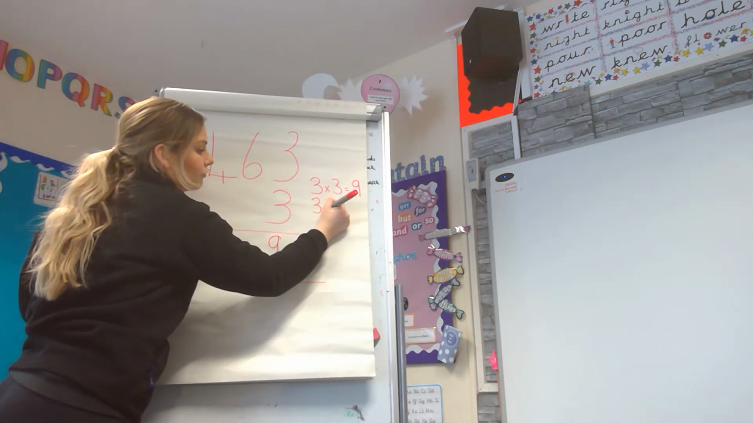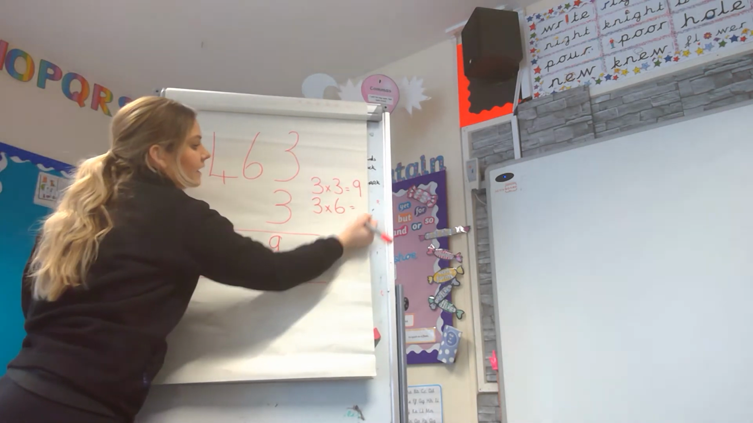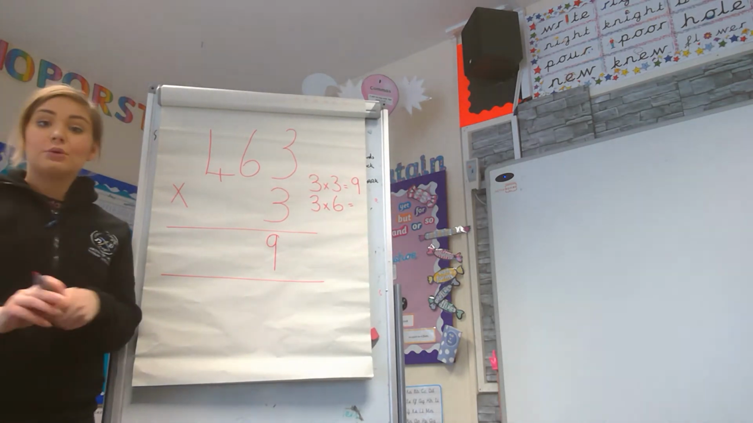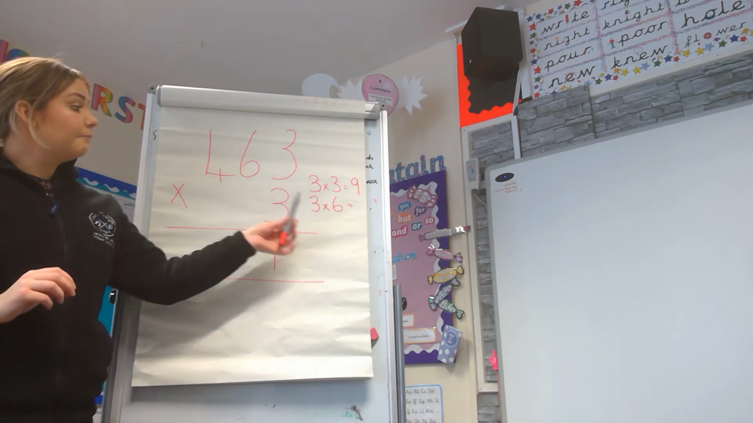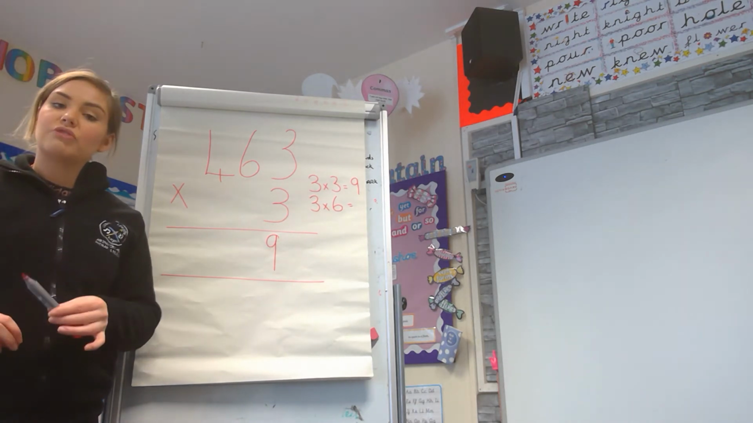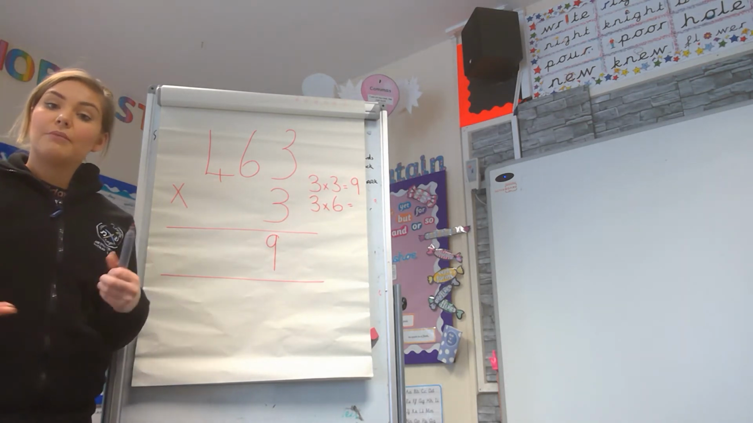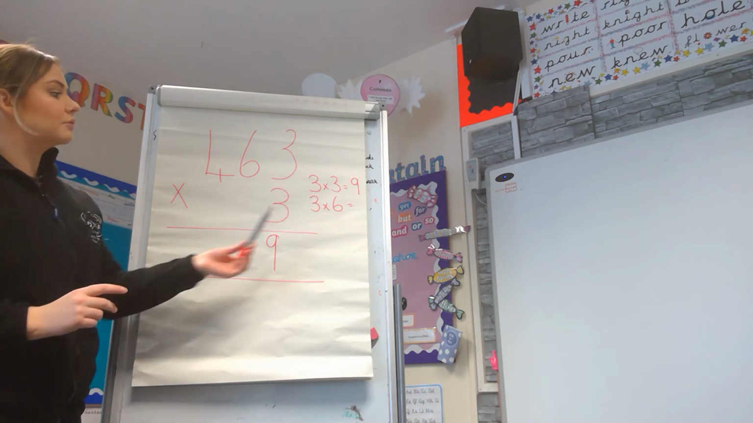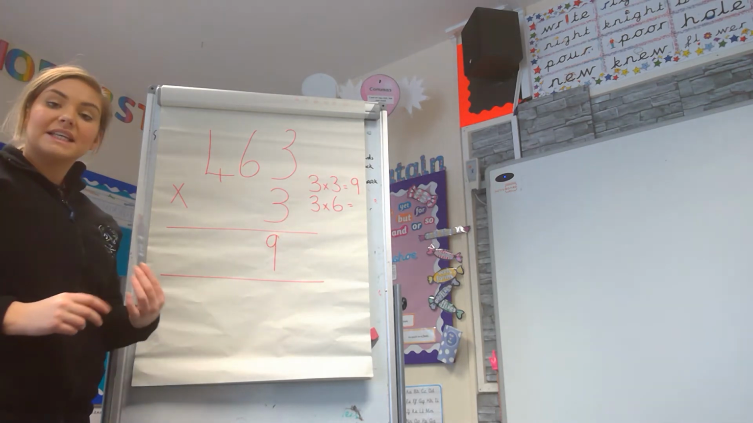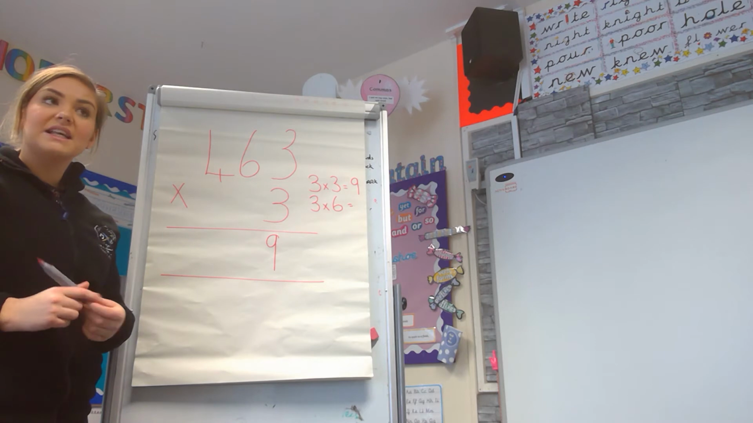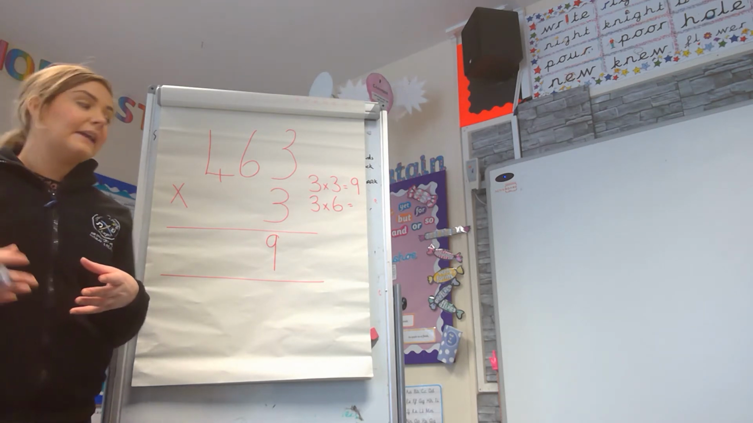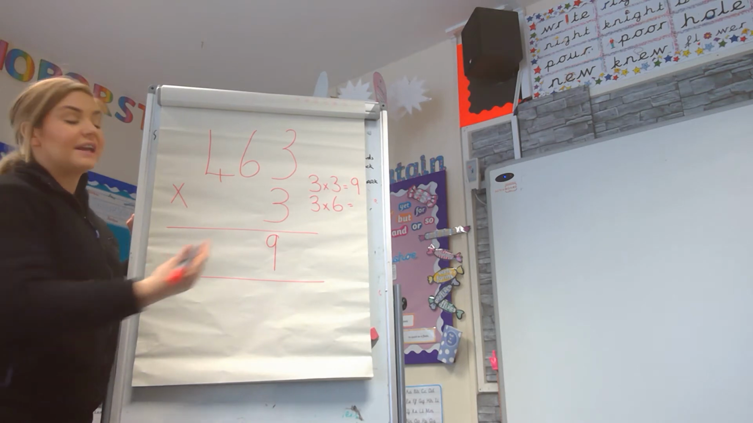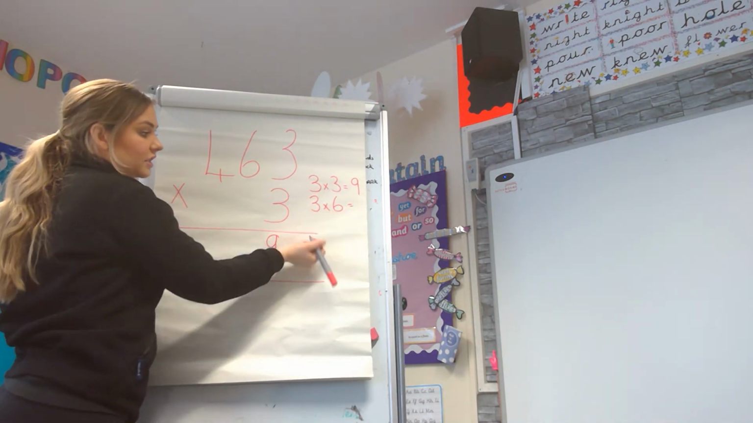Now I know some children in my class will go, Miss, I don't know my 6 times tables. But I will say, you know your 3 times tables. Remember, you can do multiplication any way around. So you can do 6 times 3, so you can count in threes 6 times. If you're still really struggling, at this point you can draw an array. So you want 3 lots of 6.